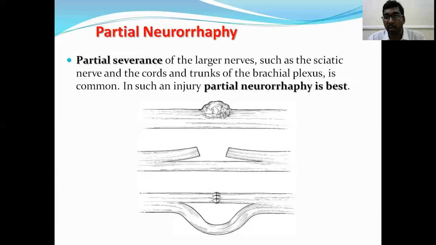In partial neurorrhaphy, some neuroma is formed here. Partial severance occurs in a large nerve, such as the sciatic nerve or the radial nerve. So some part of the nerve is damaged, but some is good. Partial severance of larger nerves, such as the sciatic nerve and the cords and trunks of the brachial plexus, is common. In such an injury, partial neurorrhaphy is best. So half of the nerve is incised and again repaired like this. Okay.